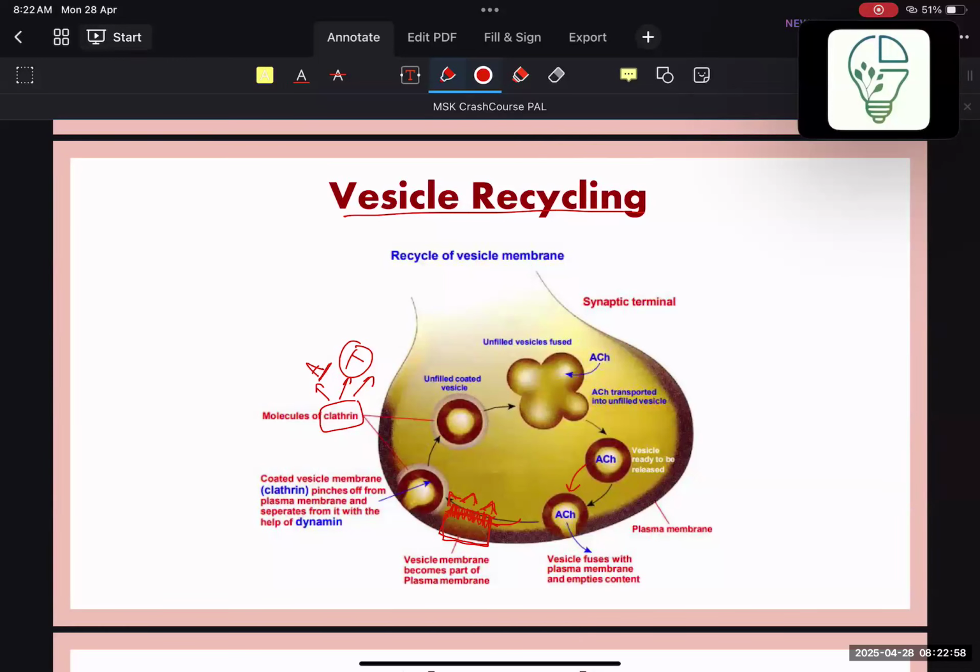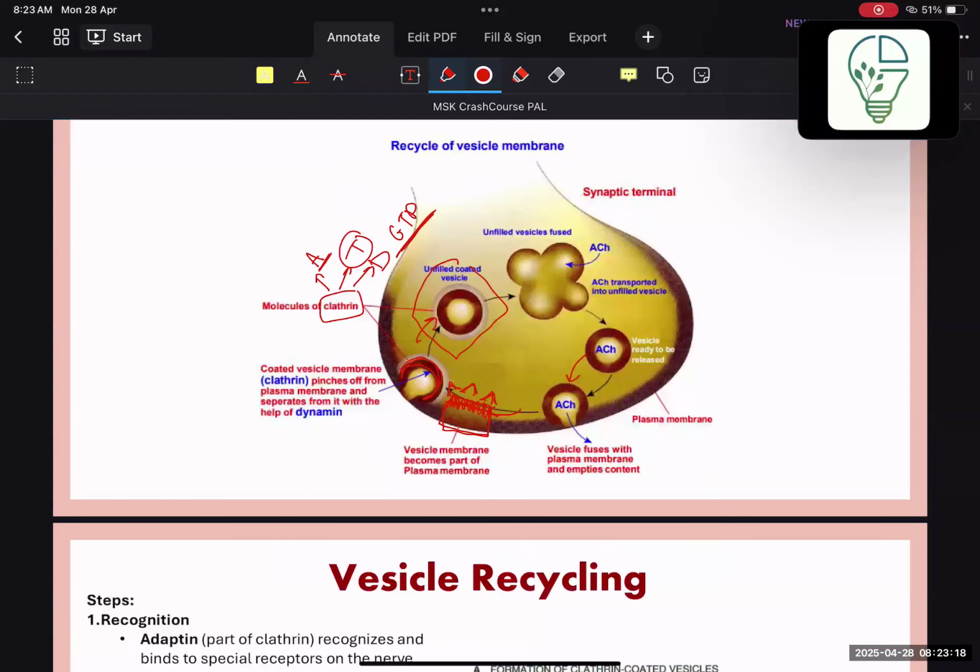So it's going to pinch the vesicle membrane and make it look like a ball again. And then the final part of the clathrin, called dynamin, is going to use GTP to pinch the vesicle away from the membrane again and to make it look like this inside the neuron.